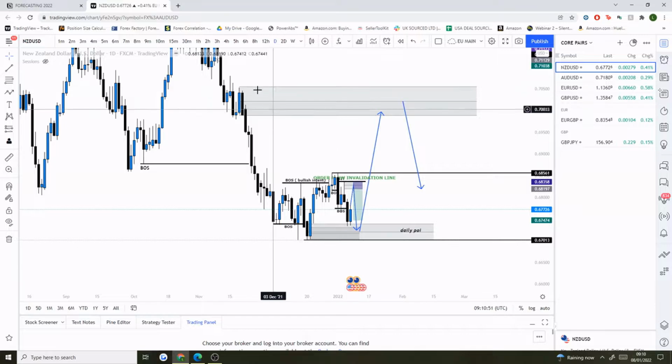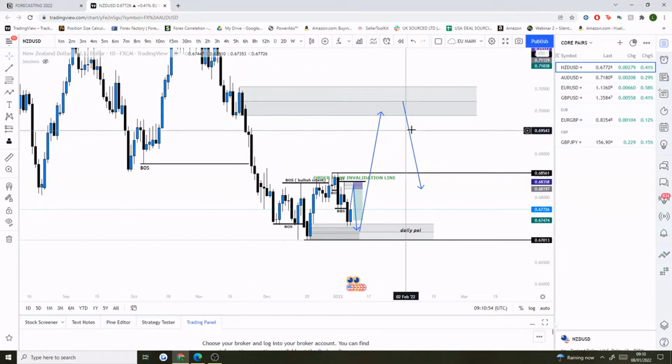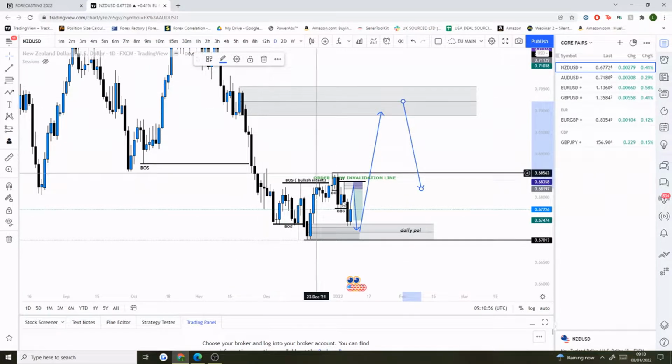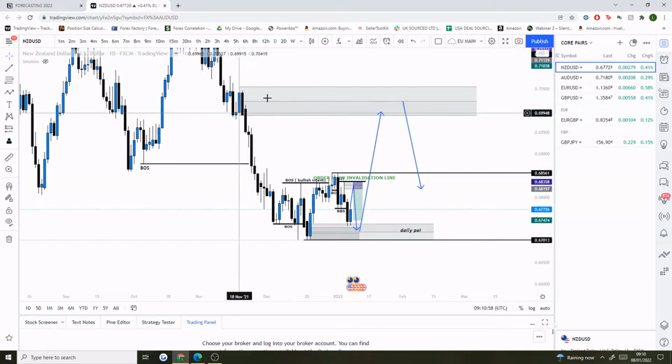But to be fair, this probably isn't going to be happening this week. So we'll see what happens this week. And then as we start to move up to this area, we can be watching the 4 hour structure to see what's actually happening.